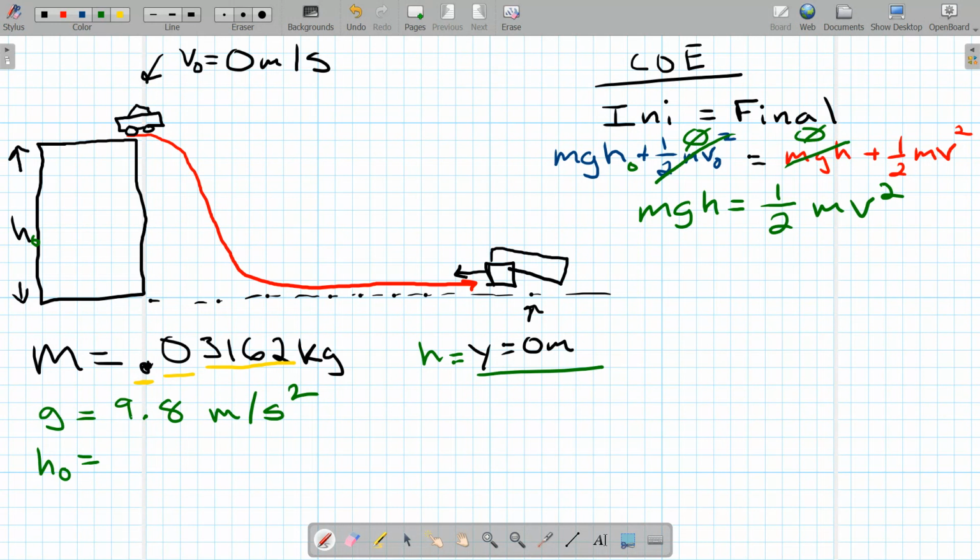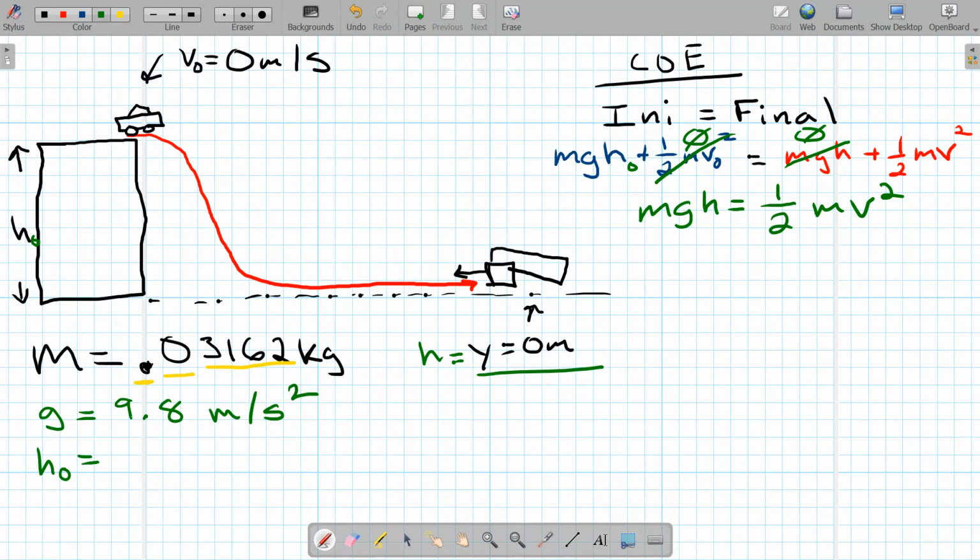Anybody know how we figure that out? Or are you guys just writing stuff down? How do we figure out the height of the top of the hill, or the bottom of the track, I should say? You're going to measure it. Get out your meter sticks and measure it.